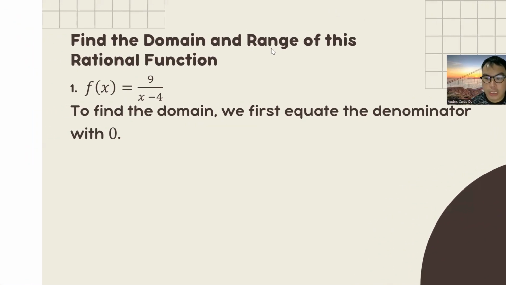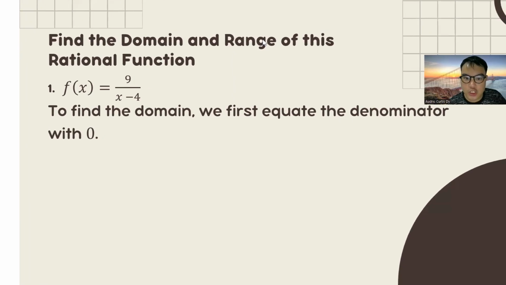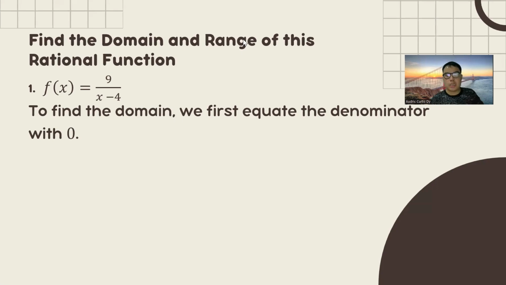Our topic for today is finding the domain and range of rational functions. Here is our first example. What we're going to do first is find the domain. In order to find the domain, we're going to equate the denominator with 0 first. As we see, x minus 4 is being equated with 0, since x minus 4 is the denominator.